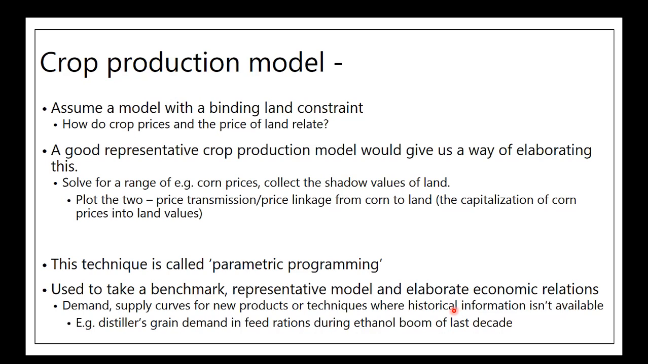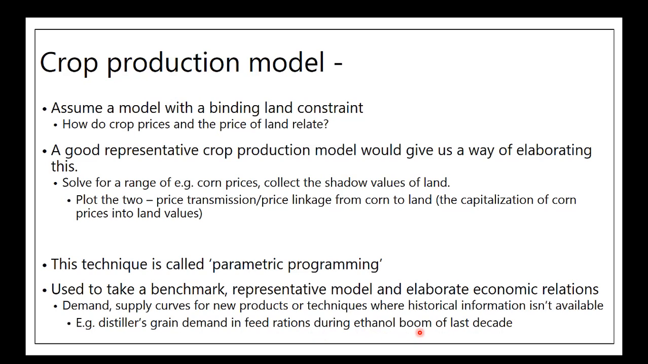So the strategy when there is historical data has always been econometrics. This may be preferred if we're expecting prices to move outside of the historical range because there's no history of the price going low or very high. We may not understand the response well. But if you have a new product, there's no history available, and so something like distiller's grain demand in feed rations is something that we studied this way.